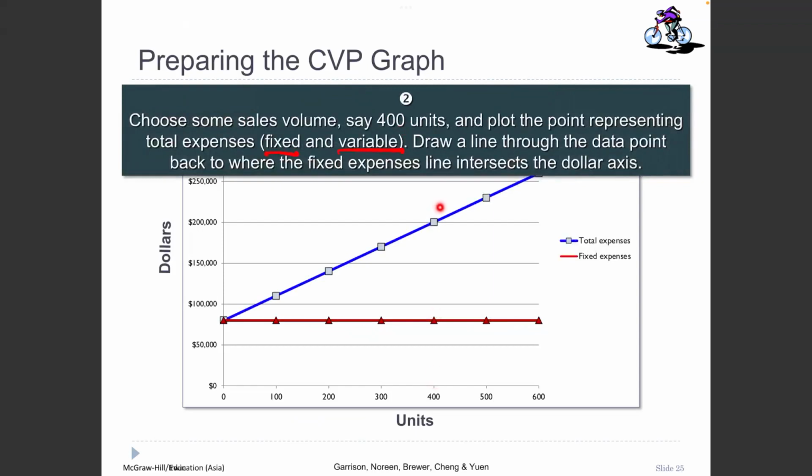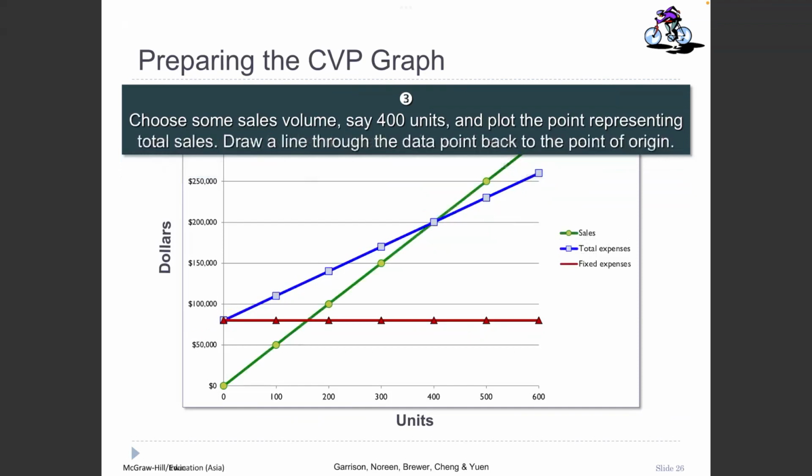Okay, so you can just draw here and then at 0 level, 0 sales volume, you know that your total expenses is only at $80,000 because you don't have any variable expenses at this point. So you can connect these 2 points and draw a line like this.